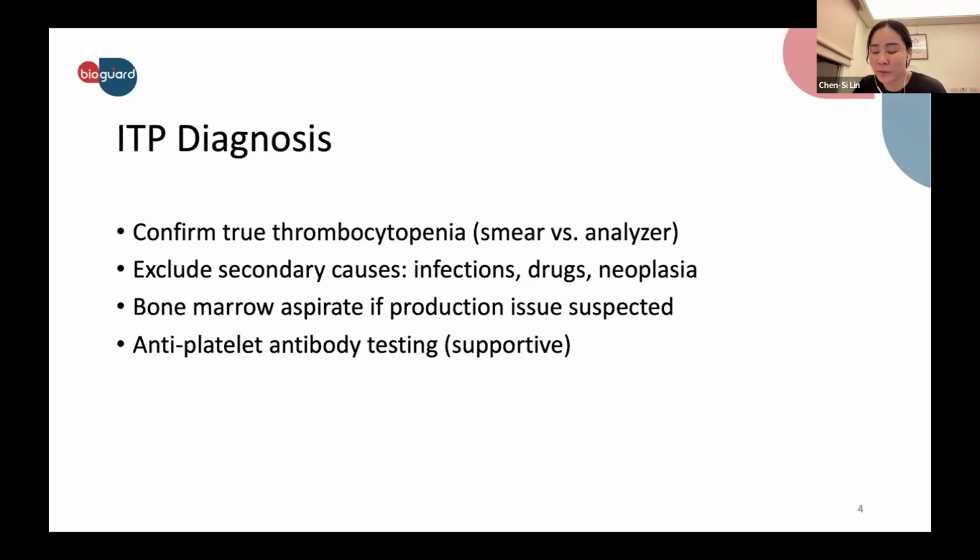Another tool that we can use is the anti-platelet antibody. This anti-platelet antibody test can support the diagnosis of ITP, but it just provides supportive evidence, not definitive evidence, because a negative result does not rule it out. Only the clinical context rules.